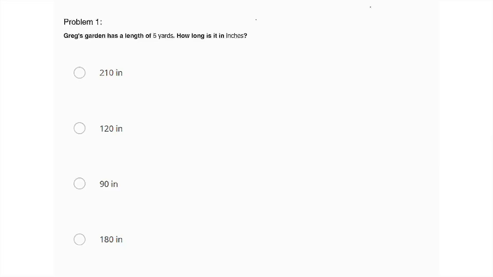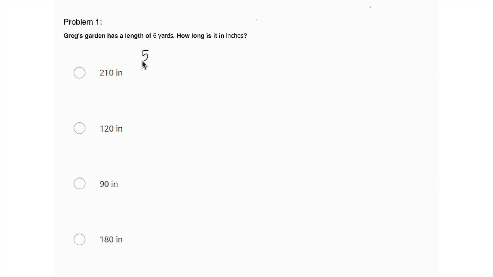Our first problem here, we have Greg's garden has a length of 5 yards. How long is it in inches? Well, this is basically just conversions. In science, sometimes you call this dimensional analysis. Basically, we're just going to think about units and how they convert and see what we're left with. So we want to set things up in a way that the units cancel, so we end up going from yards to inches.